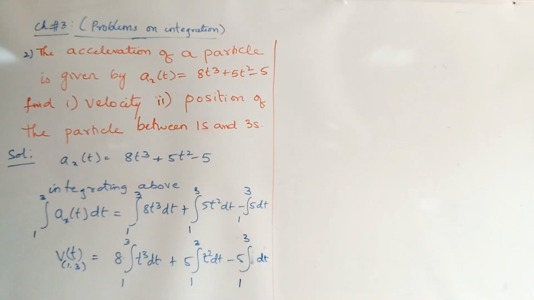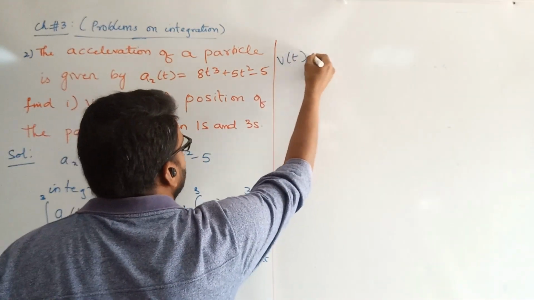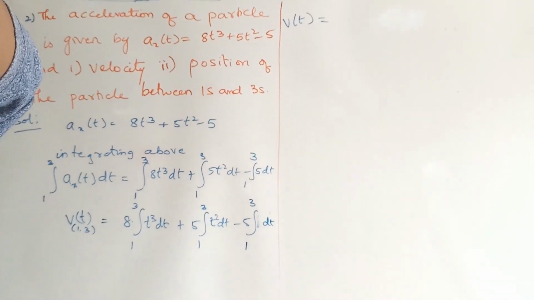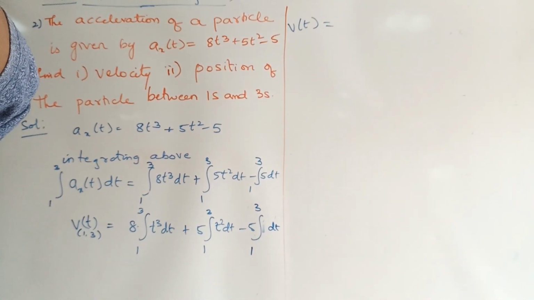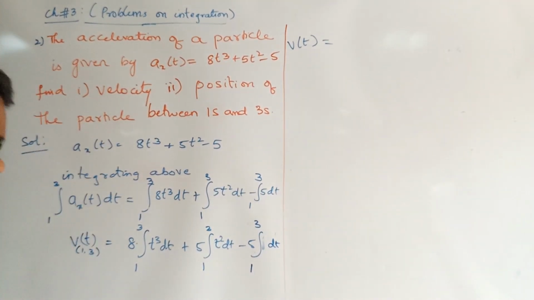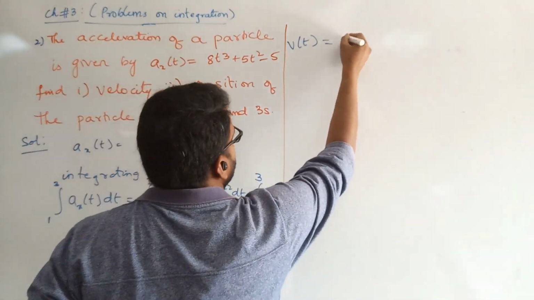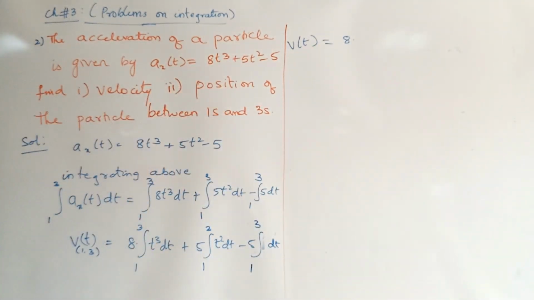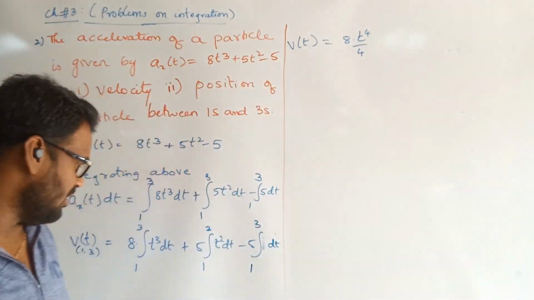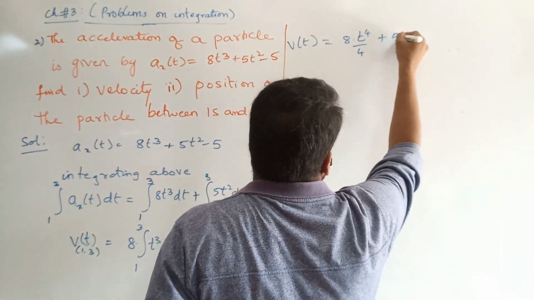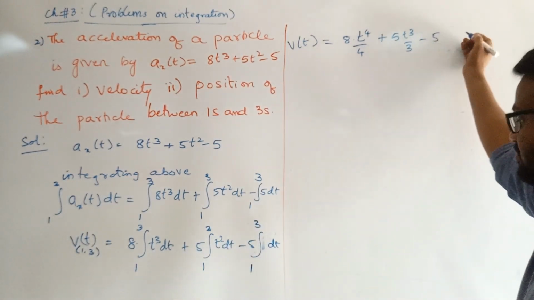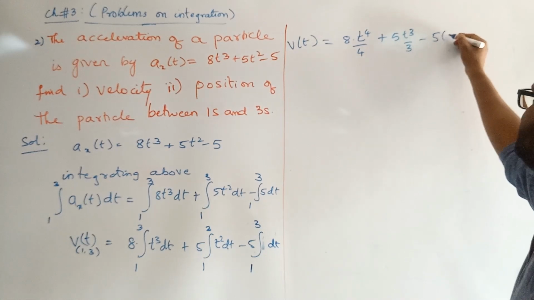Let me write up there. V of t in between those two. Velocity as a function of time is given by 8 times the integration of t power 3 dt, which is t power 4 by 4. You should refer to those formulas. I will not repeat again and again. Plus 5 times integration of t square dt, which is t cube by 3, minus 5 times integration of dt, that is 1 dt is t itself.